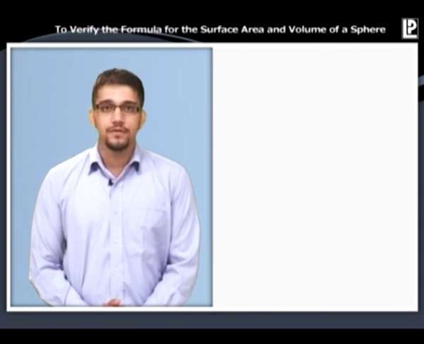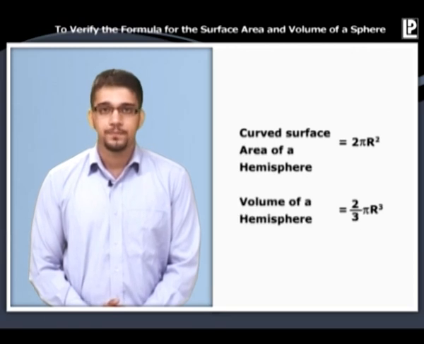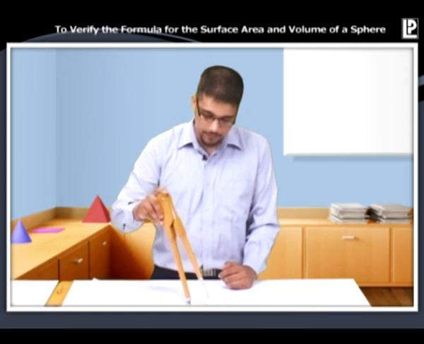So we'll have to prove that the surface area of a hemisphere is equal to 2 pi r square and the volume is equal to 2 by 3 pi r cube. In case of a sphere, these values will double because we know that a sphere is made up of two hemispheres. Let's begin by drawing a semicircle of radius 8 cm on chart paper.